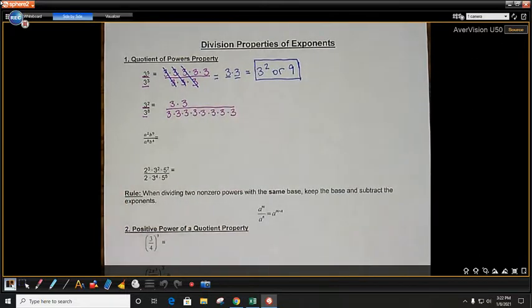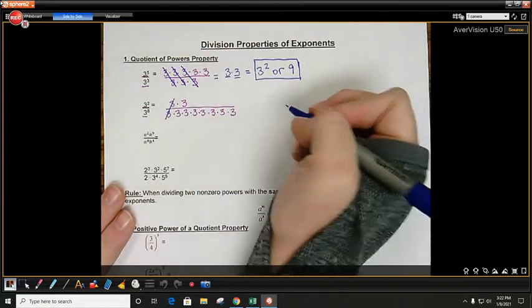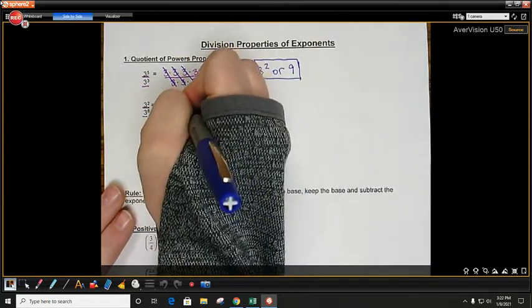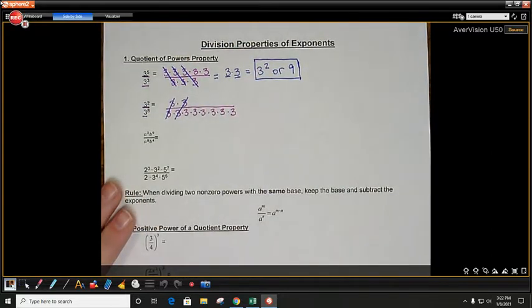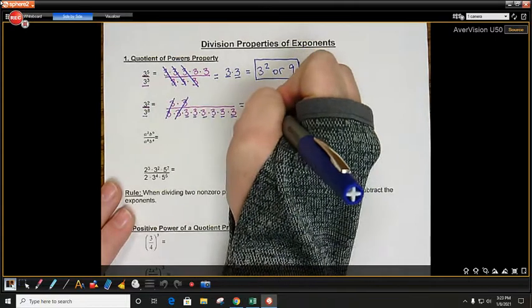Okay, you can always cancel out like factors in the numerator and denominator because that's equivalent to saying 1. 3 divided by 3 is 1, so they cancel each other out. So I'm left with 1, 2, 3, 4, 5, 6 threes in the denominator.